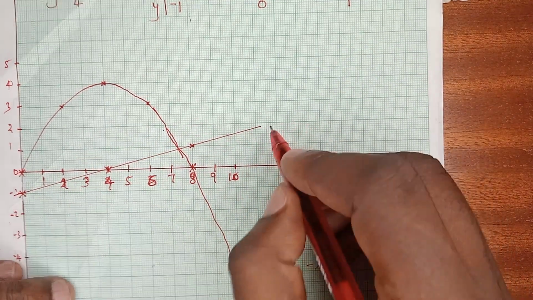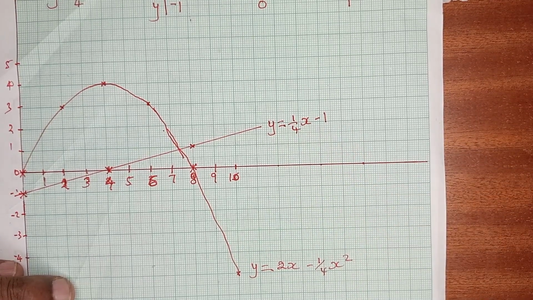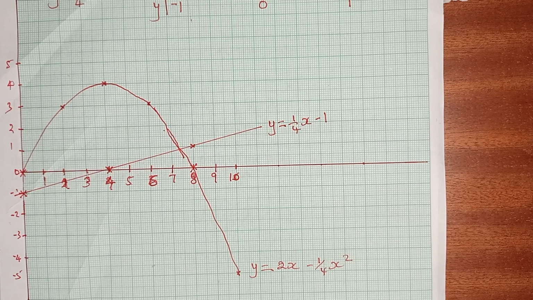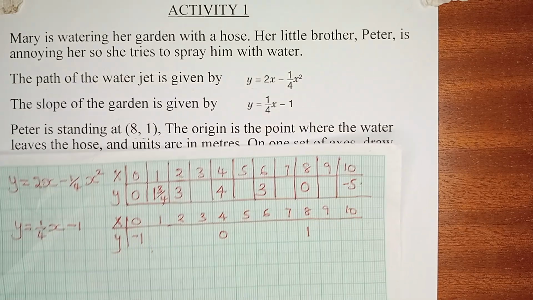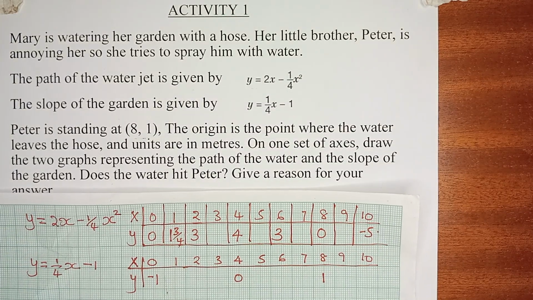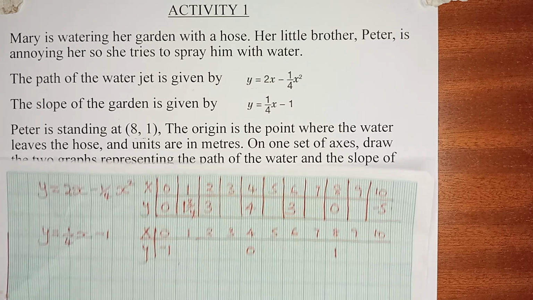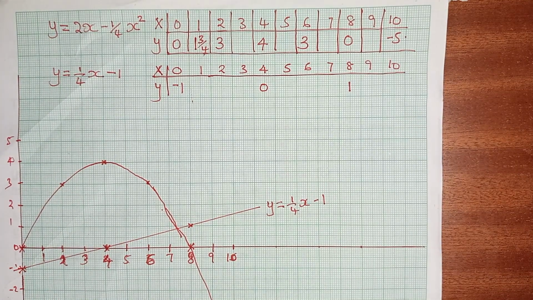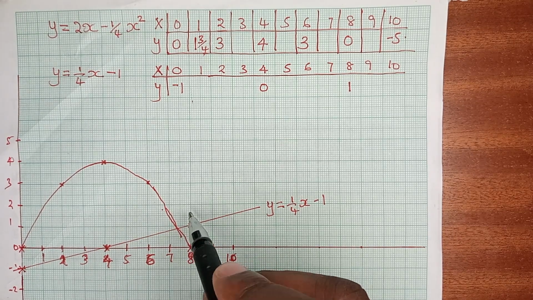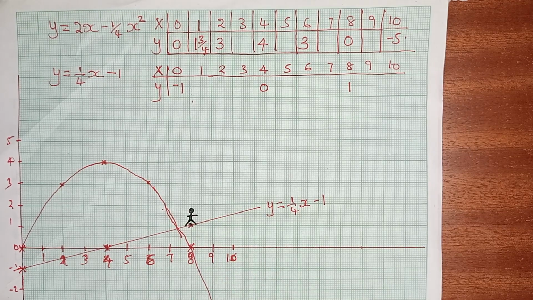And what is its name? y equals a quarter x minus 1. So going back to the question, let's first of all know the details of the question, because the question is telling us Peter is standing at (8, 1). Did Mary manage to wet Peter? Let's see. Peter is standing at the point (8, 1). Where is Peter? (8, 1). This is Peter. He's standing here. That is Peter. Peter is standing there.